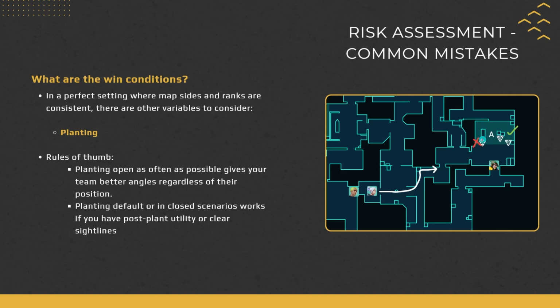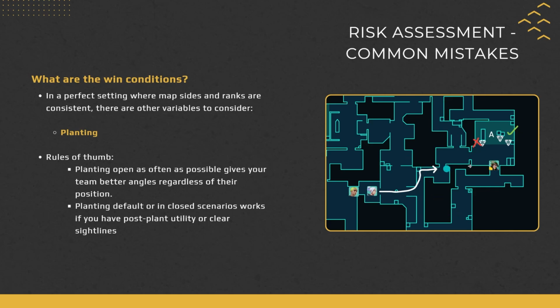The only time that you should be planting in these super safe spots is if you have post-plant utility, mollies, lineups, you name it, or you have a clear sightline, with multiple players playing towards the sightline. Other things you can look at is maybe something you can use to your advantage. For example, in this area over here, you can use an Odin to very easily clear this area. If someone's playing tree and they're using an Odin, maybe you can use that to your advantage. But after all, that's kind of niche, so I would suggest that you try to plant more open than anything.